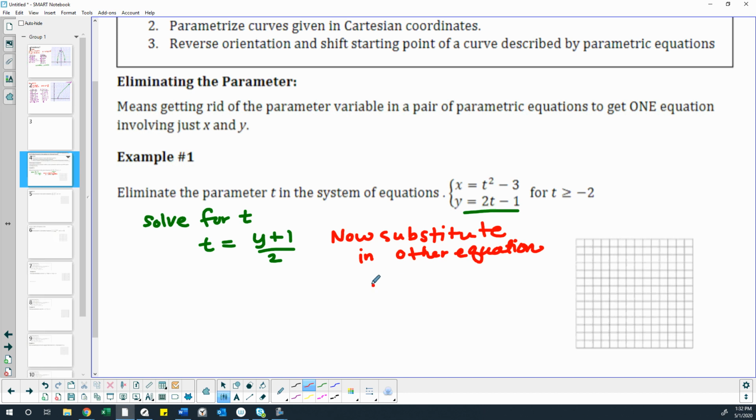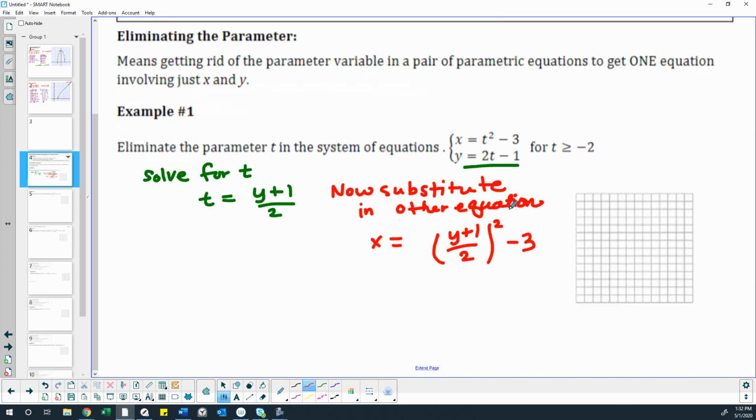Okay, so I've got the other equation, x equals, and I'm going to put (y plus 1) over 2 in there. And now I want to simplify this because I think it could look better, right? So let's go ahead and move the 3 to the other side. And then we have (y plus 1) squared over 4, because that whole thing is squared.